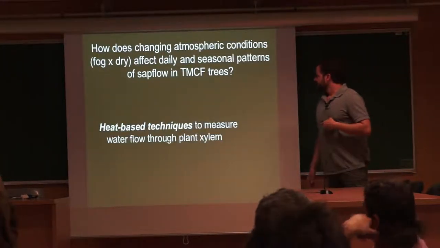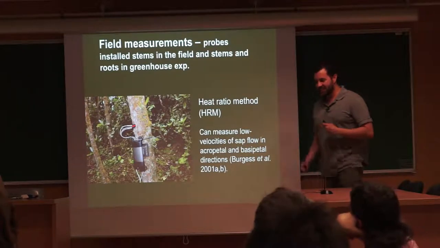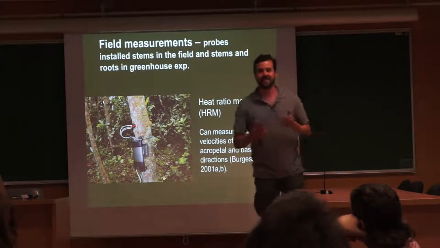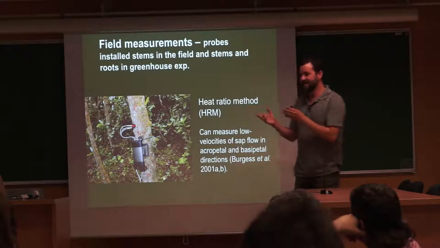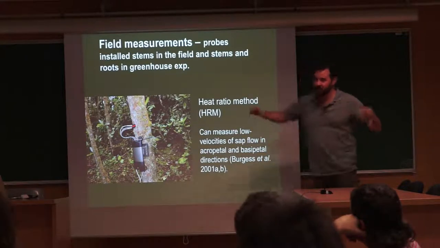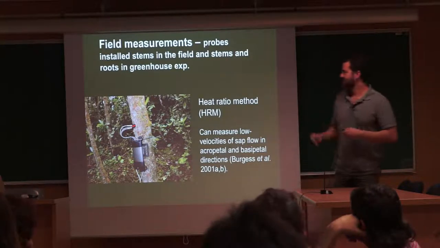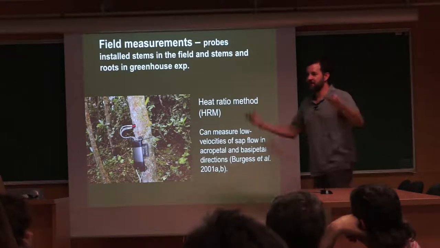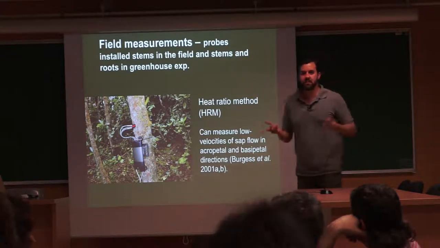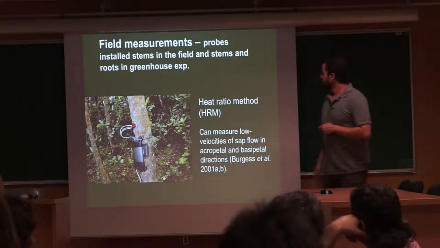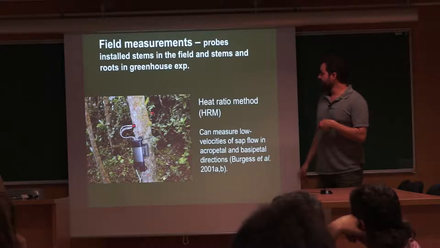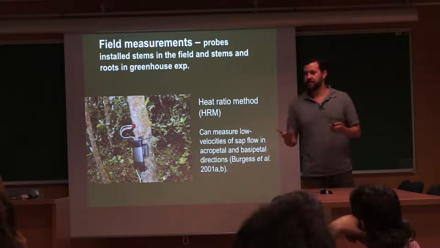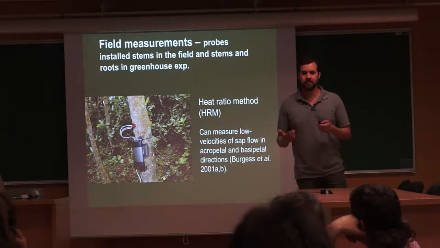Well, what about the effect of fog on water fluxes? So I have shown you that model, the SPAC model, that water moves from the soil through the plants to the atmosphere. And we wanted to know, when the fog comes, what happens to the water in the xylem, okay? So to do that, we installed these sap flow sensors, and this is a special type of sap flow sensor. It's called the heat ratio method.